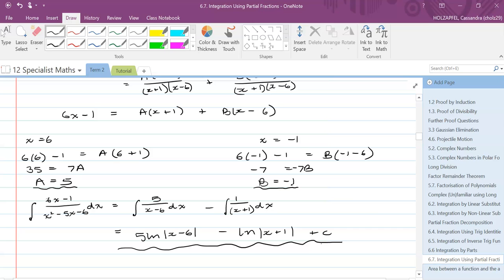So let's jump in and let's keep doing some more of these trickier examples. But this time I want to try using some repeated linear fractions. So if we had like perfect squares, for example, that we were dealing with.